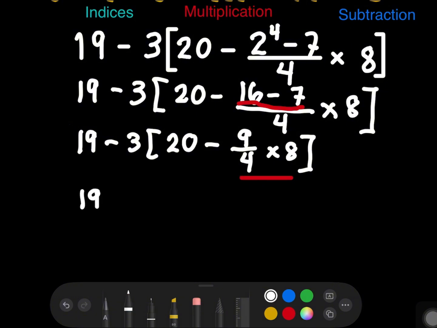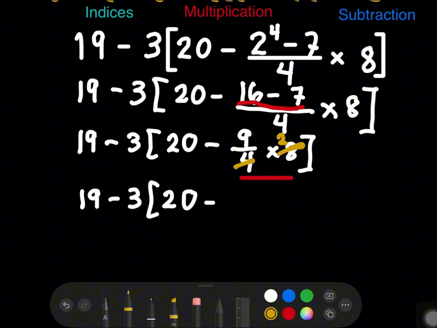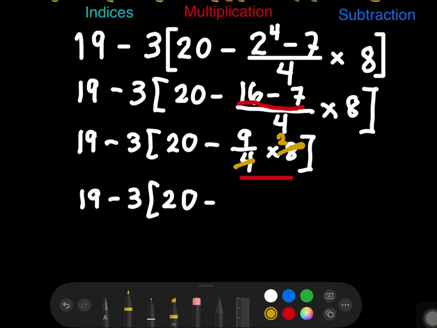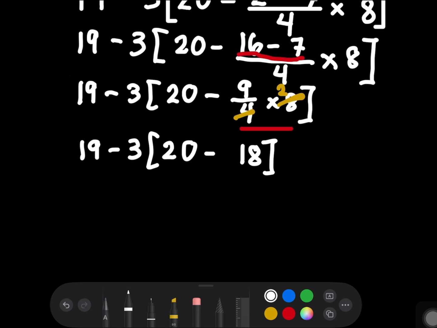So copy 19 minus 3 open bracket 20, and then minus, so we can cut 4 and 8, so 8 will become 2, and then 9 times 2 is 18. Close bracket, and copy 19 minus 3, simplify the number inside the bracket, which is 20 minus 18, and that is 2.